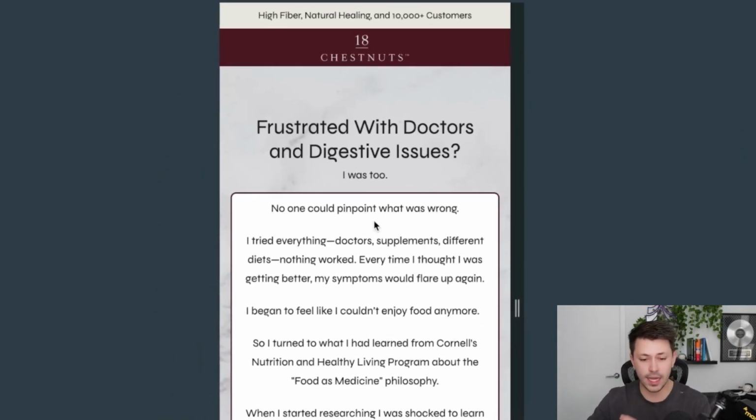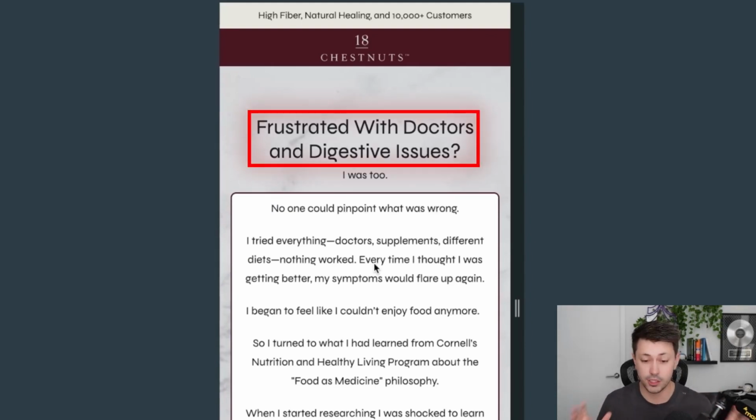Now, the number one most obvious difference with this page to the homepage is that the headline and everything else around this goes directly to digestive issues. As you can see, if I was to land on this page right now, obviously I'm coming from an ad that was talking about soups. There's nothing here that actually shows the product. There's nothing here that is talking about its taste. All that this first page says is frustrated with doctors and digestive issues.